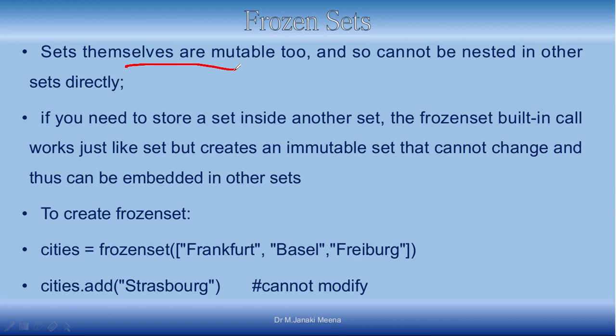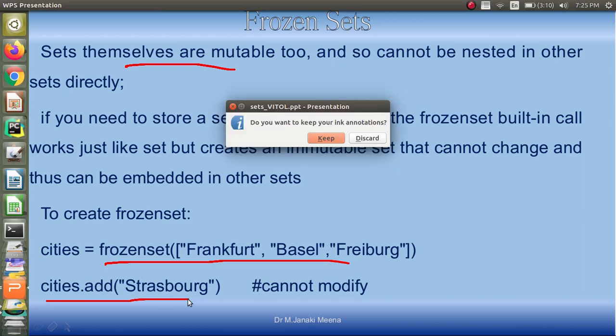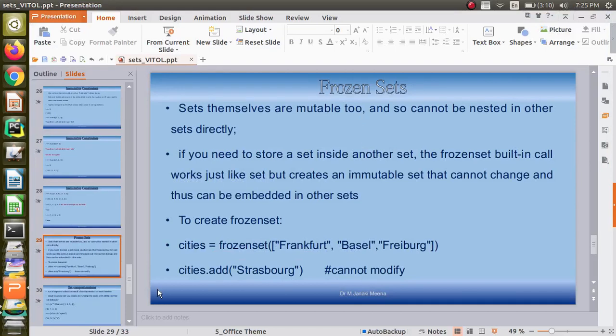For that we have to build something called as frozen sets, right? So how you can build a frozen set is, there is a built-in function present, frozenset, then you can give a list of elements. It will build a frozen set. Frozen set cannot be modified. You can see in the next line, when we try to add an element into the frozen set, you will get an error. Let us check this on the terminal.